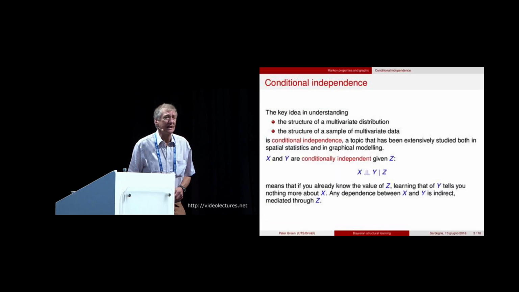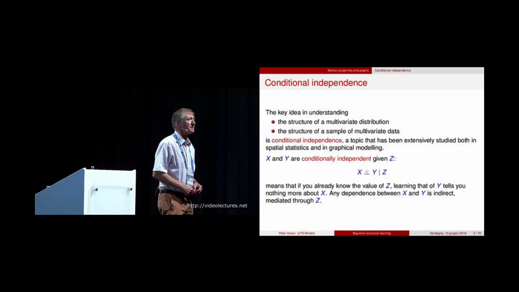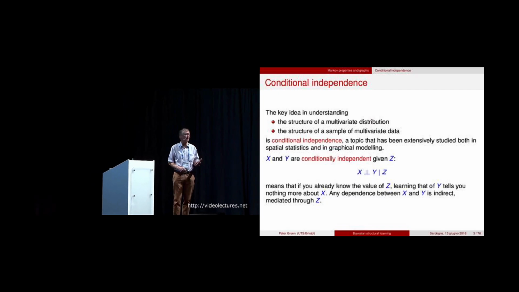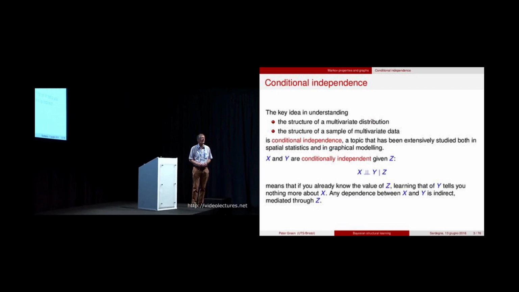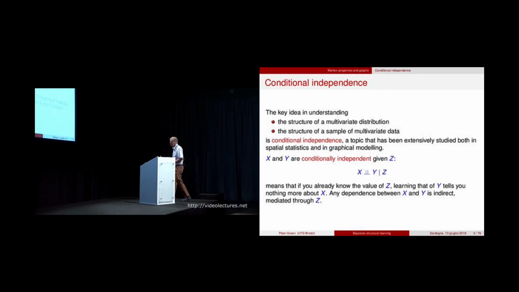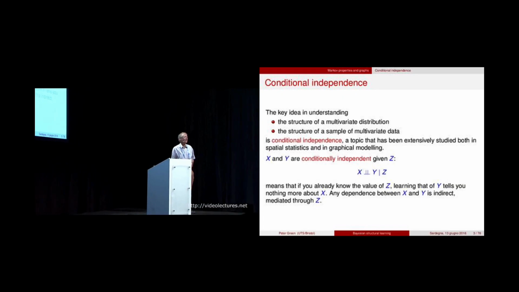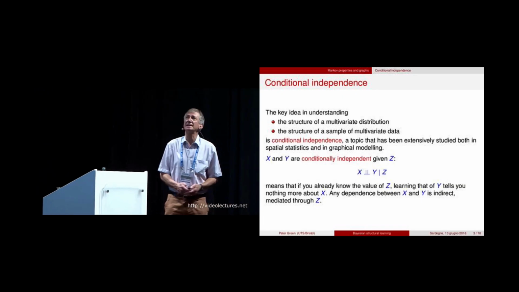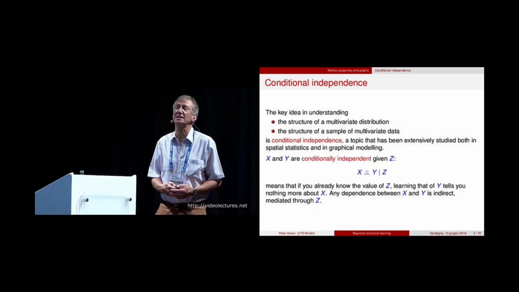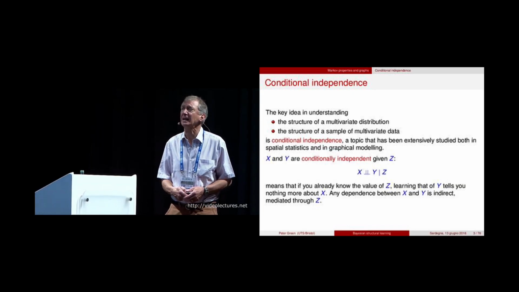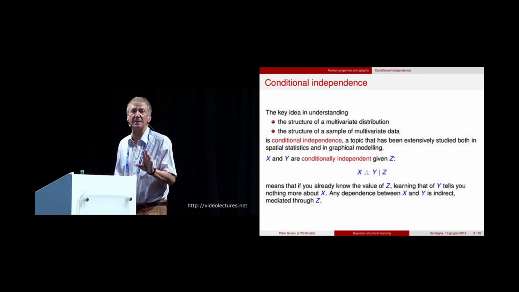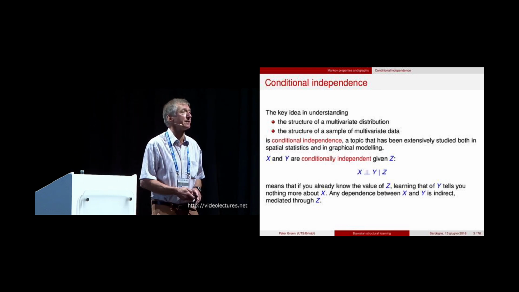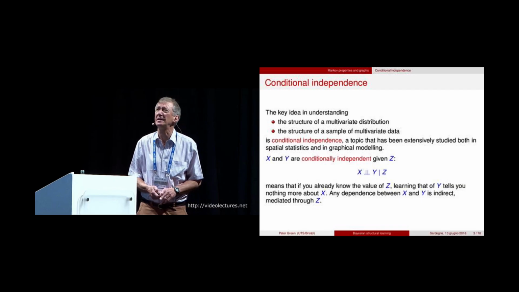So thanks to pioneers of statistics who are here, conditional independence has become one of the absolutely central ideas of our discipline. It's key to understanding the structure of multivariate distributions, and it's key to understanding the structure of samples of data. And in the early days, this was something that was studied particularly in relatively narrow areas of the discipline, but it's since become very, very widespread.